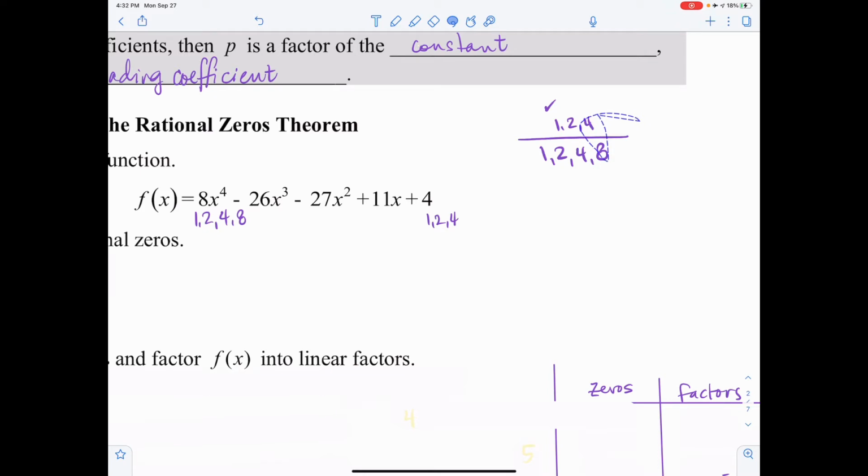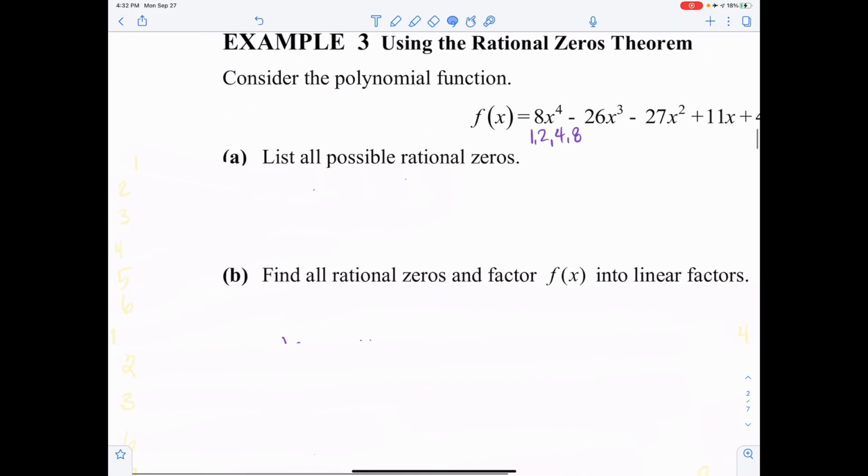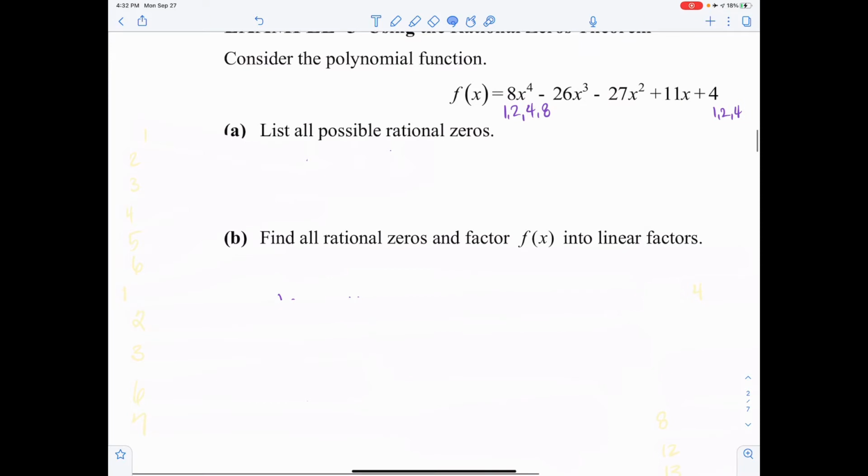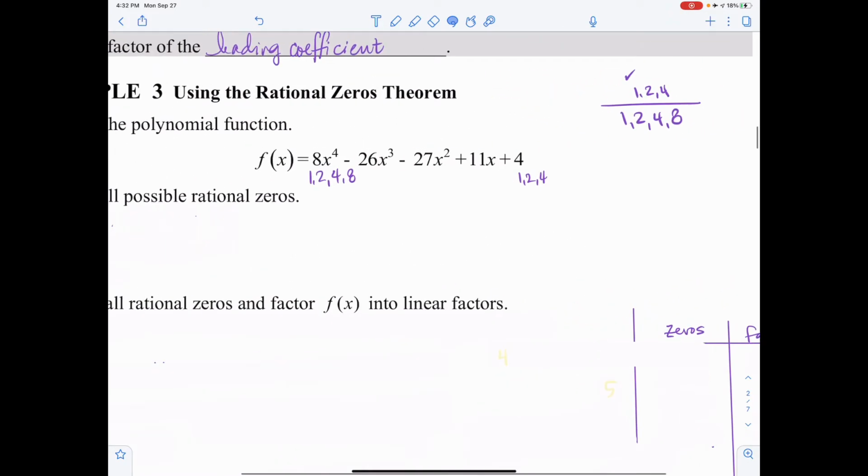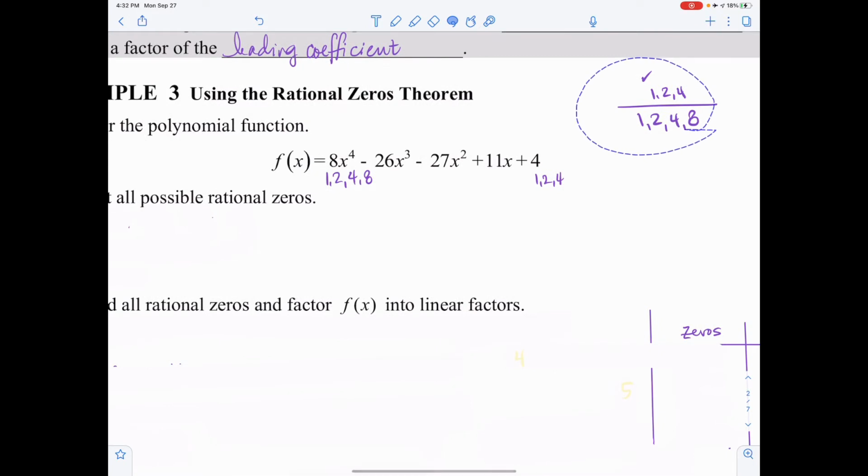So that's the methodical way that I'm going to go about this. And this is not something usually that I write down. This is just what my brain is doing. So in this particular question, I'm asked to list all of the possible rational zeros. One thing that a lot of students forget on this is that each one of these could be either a positive or a negative.